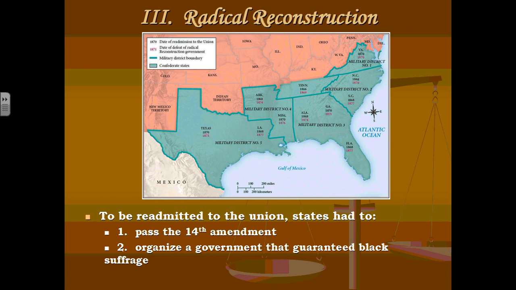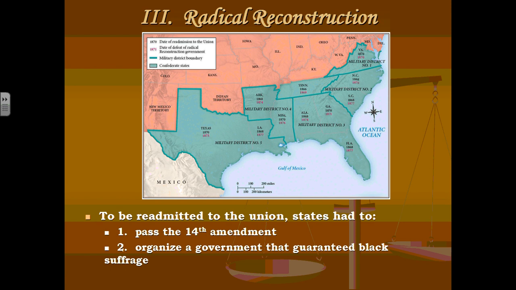The Military Reconstruction Act was a huge deal. It created 5 military districts. To be readmitted to the United States, Southern states had to do 2 things. They had to pass the 14th Amendment, and they had to organize a government that guaranteed African Americans could vote.